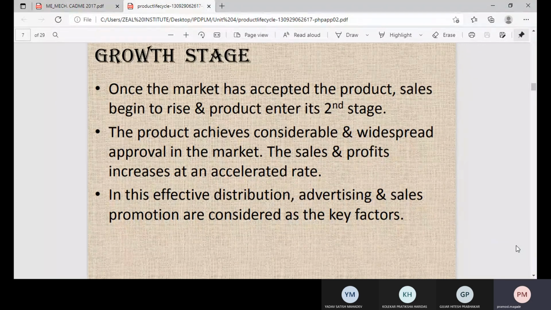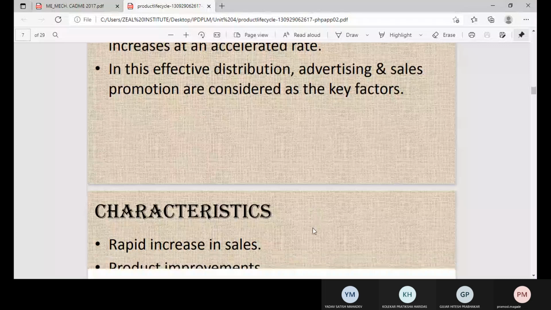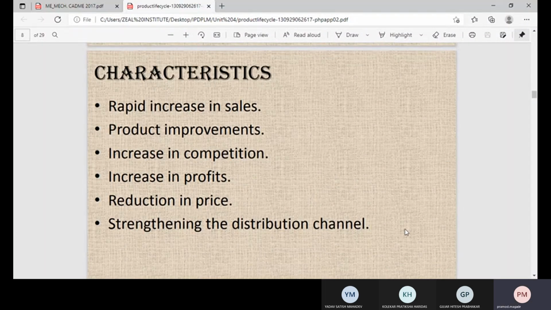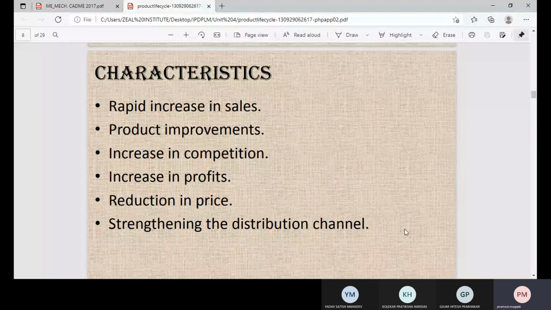Okay, second stage. In this case, market survey, sales and profit start to increase. Advertisement and sales promotional activity will have to be conducted. After that, the characteristics: a rapid increase in sales, product improvement, increased competition, increased profit, a reduction in the price, and strengthening the channel.